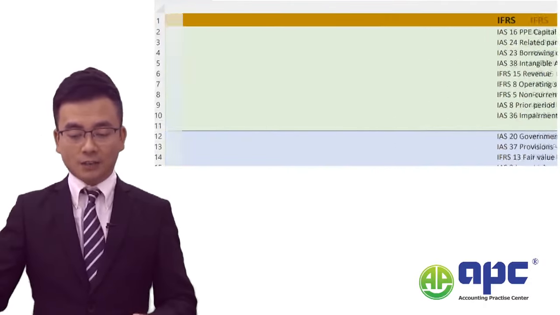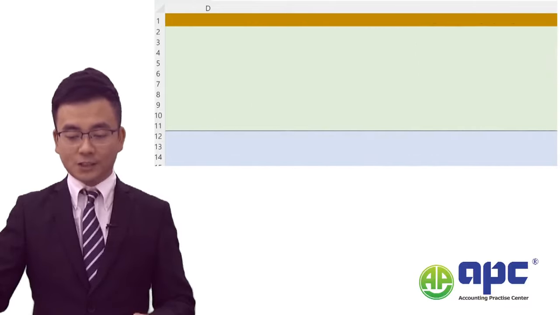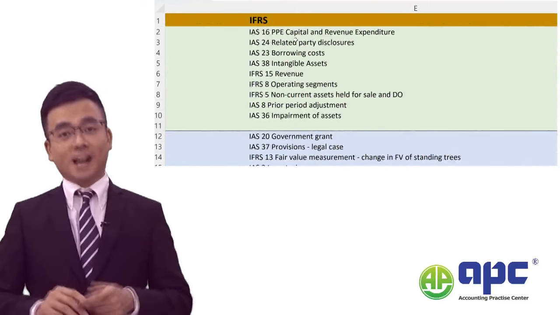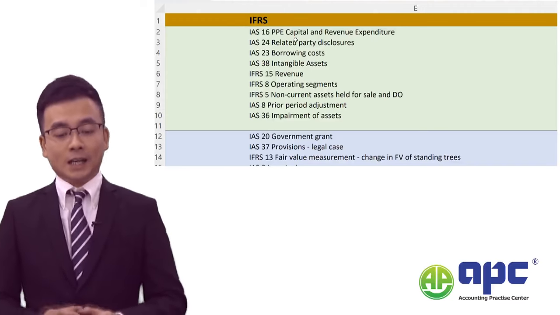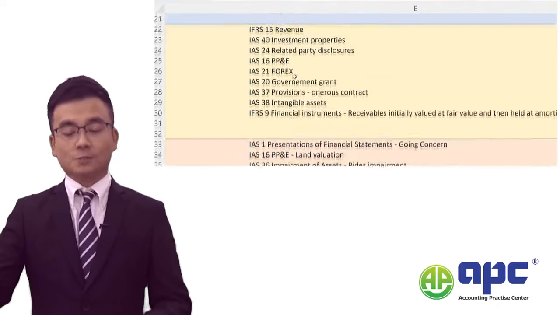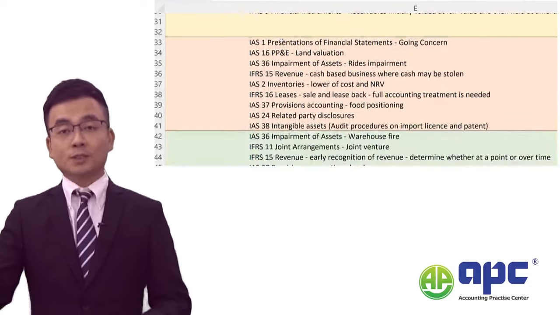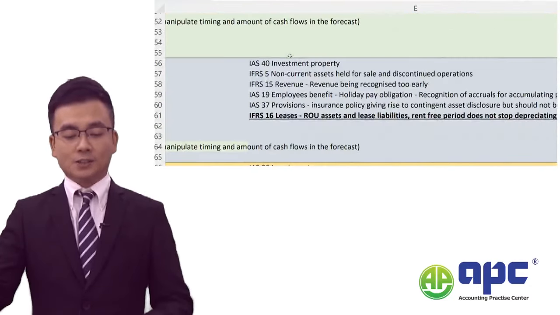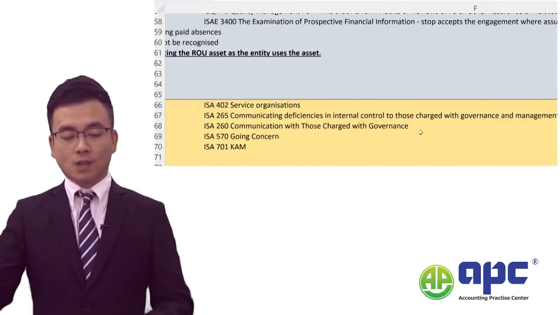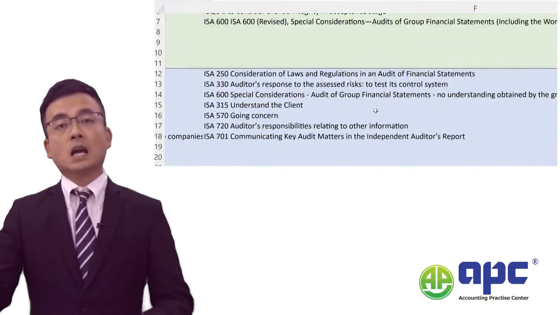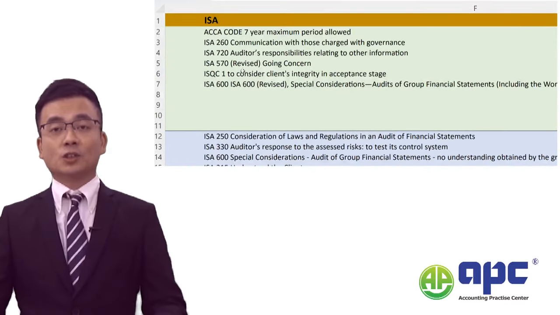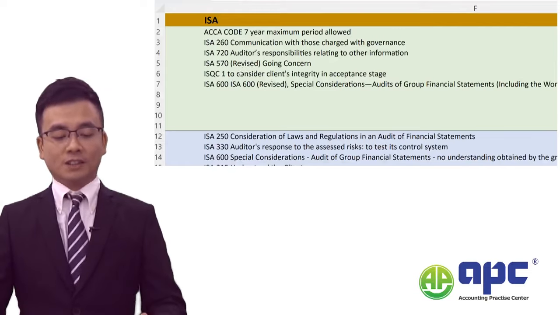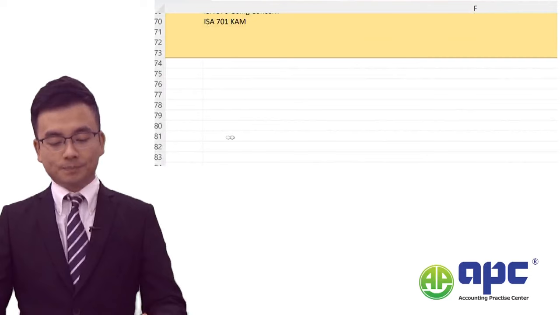Now, what sort of ISAs and IFRSs have been tested in each and every exam sitting? For example, IAS 16 and IAS 36 for PP&E, impairments and also intangibles are very, very important, so these standards have been tested each and every time. Sometimes revenue, sometimes fair value measurement according to IFRS 13 and so on, and IFRS 16 leases have been tested. Regarding ISAs specifically, ISA 600 related to groups will be tested each and every sitting, and also the ISAs related to the audit report. So make sure that we are ready for that. And also ISA 402 is very, very commonly tested in the exam.